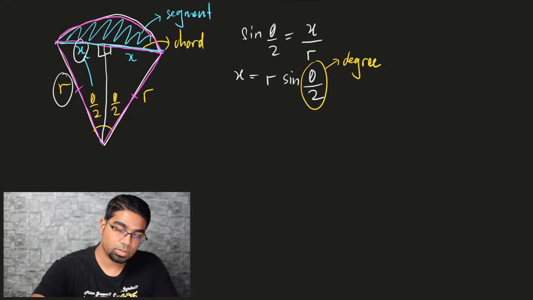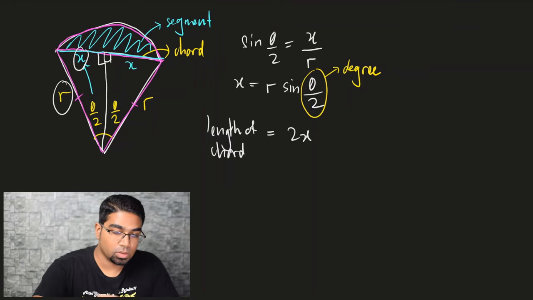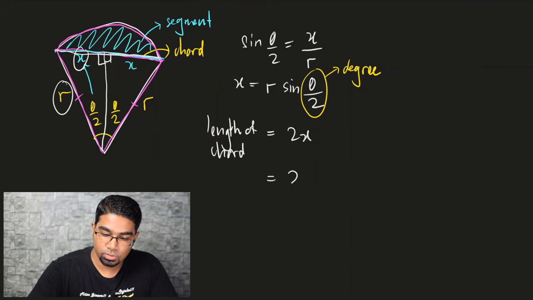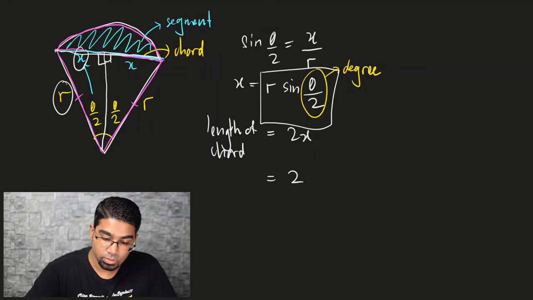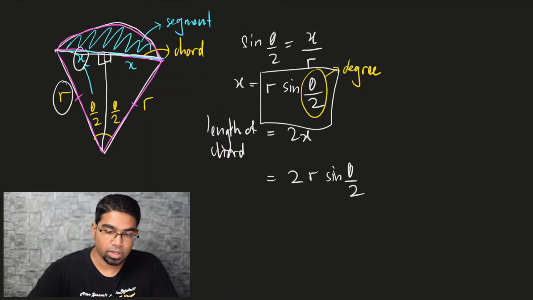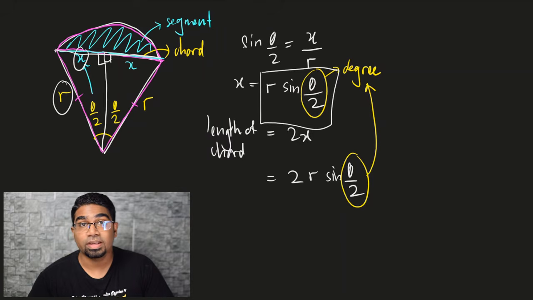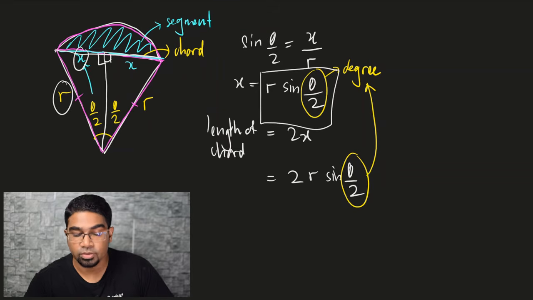Right? So the length of the whole chord will be equal to 2x, which is 2 times x, which is r sine theta over 2. So 2r sine theta over 2. Now this is the length of chord. Again remember, this has to be in degrees, not in radians, unless your calculator is set to radians.